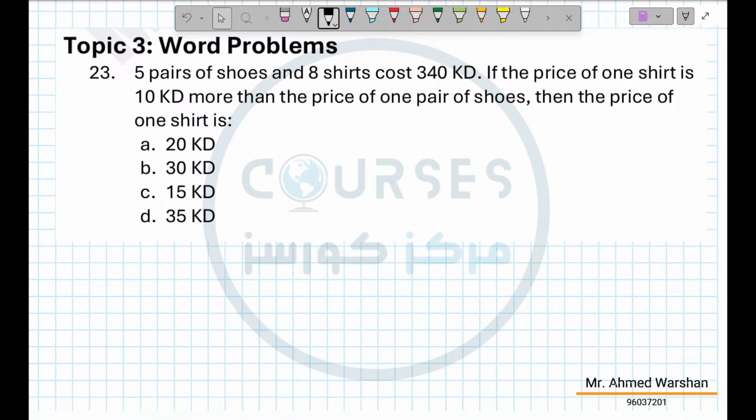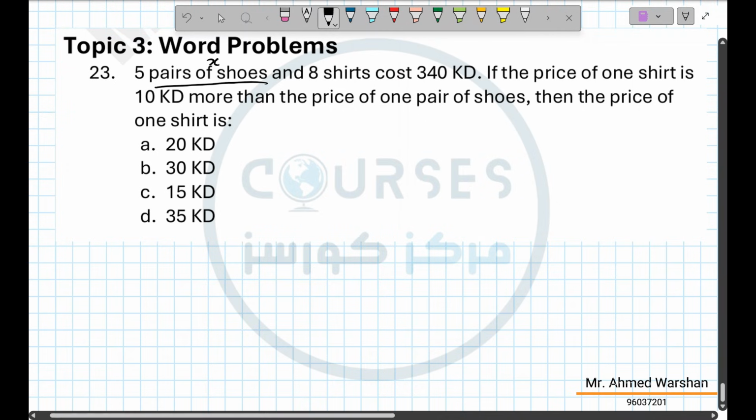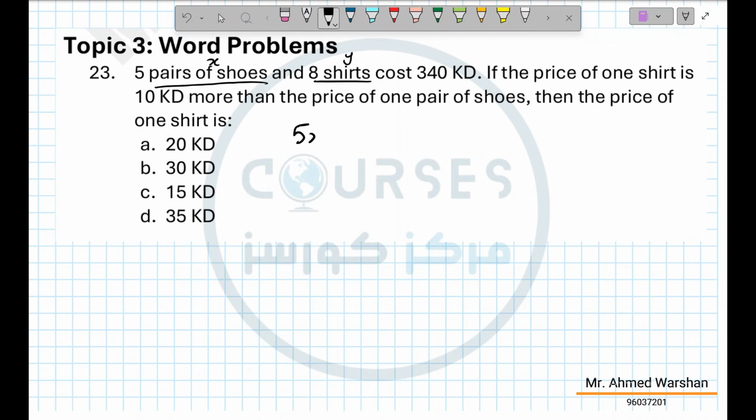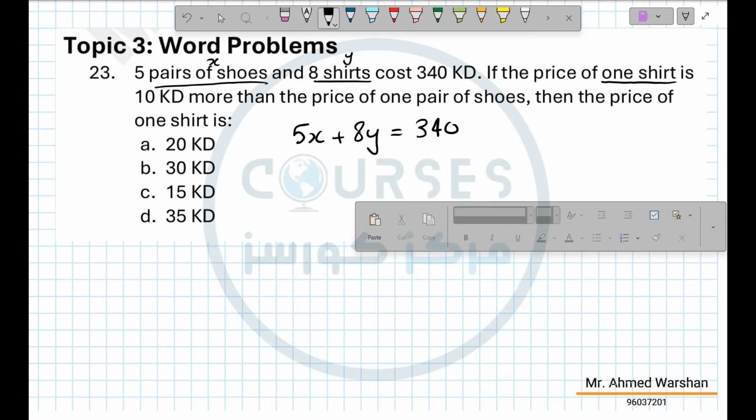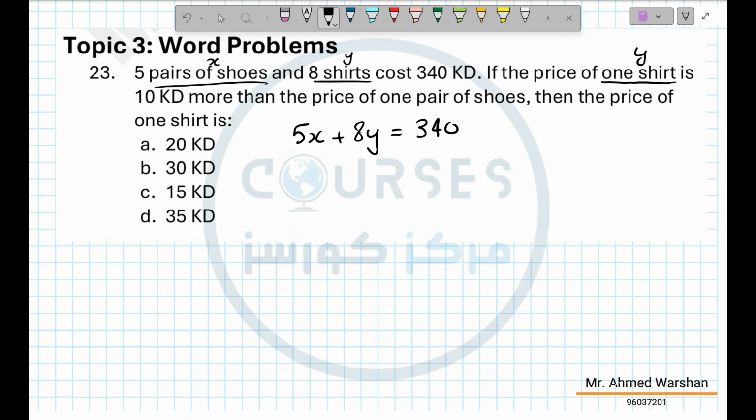Now let's move toward problems. 5 pairs of shoes and 8 shirts cost 340 KD. Let's call this one X and let's call this one Y. So 5X plus 8Y, that's equal to 340. And then he told me, if the price of one shirt, we call the shirts Y, is 10 KD more than the price of one pair of shoes, which was called X.